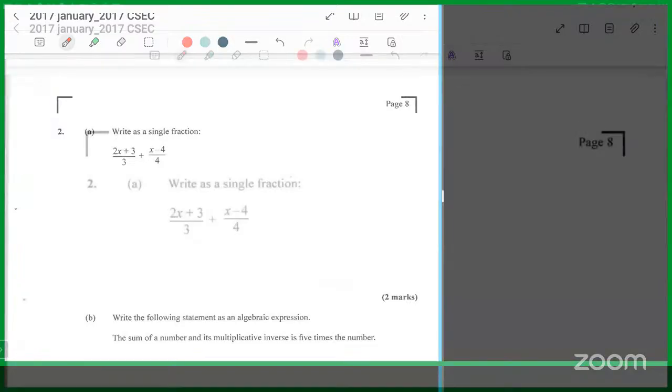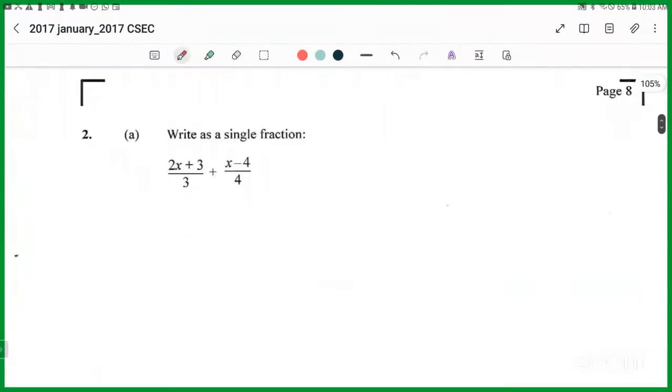All right. So this one wants us to write this as a single fraction. To write it as a single fraction, we want the two denominators to be the same. So I'm going to make the two denominators 12, which is the lowest common multiple of the 3 and the 4. So I'm multiplying this fraction by 4 over 4, and I'm multiplying this fraction by 3 over 3.